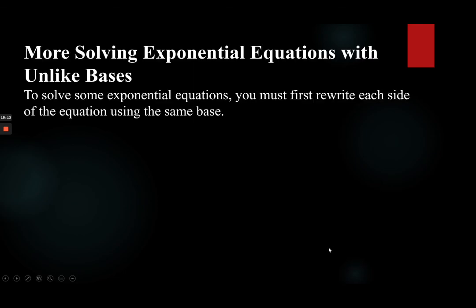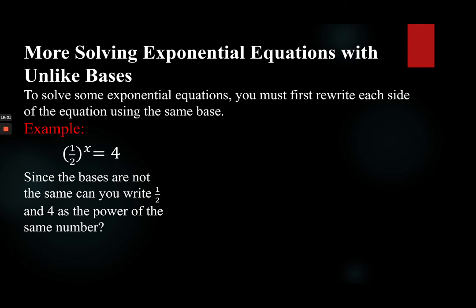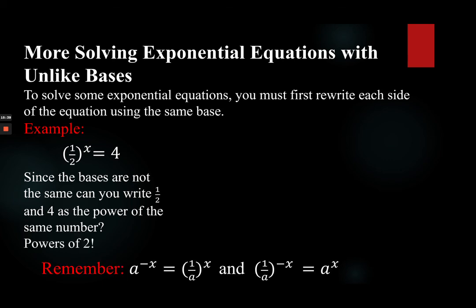We have some more complicated cases. Let's try these examples. To solve some exponential equation, you must first rewrite each side of the equation using the same base. This is another case of unlike bases. Look, you have 1/2 raised to x is equal to 4. Since the bases are not the same, can you write 1/2 and 4 as the power of the same number? Actually, yes. Remember, it's going to be power of 2.